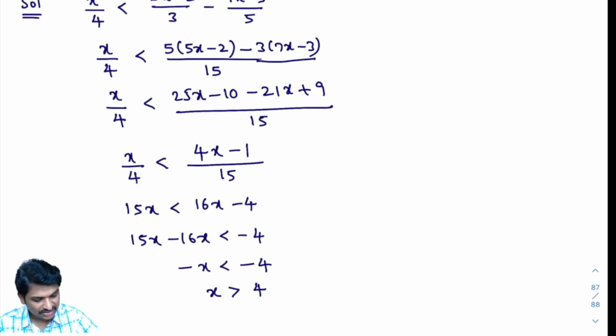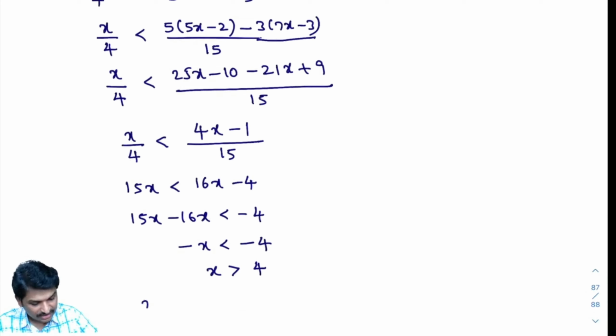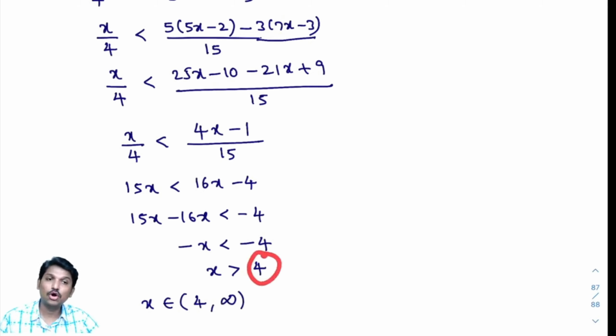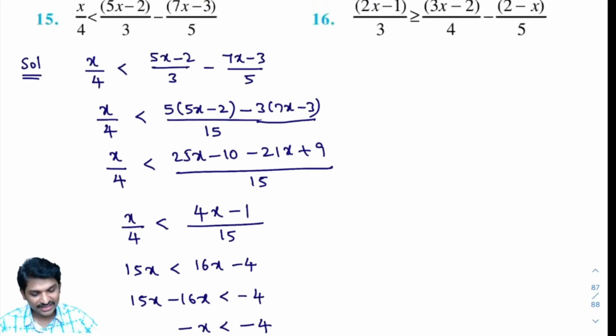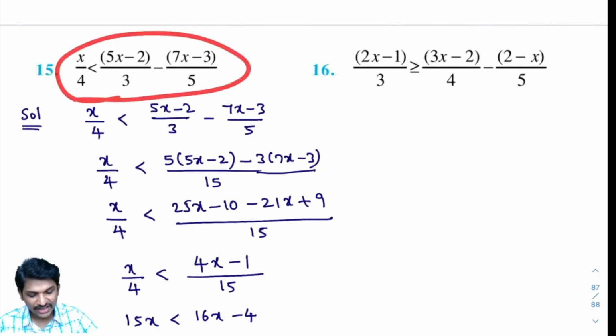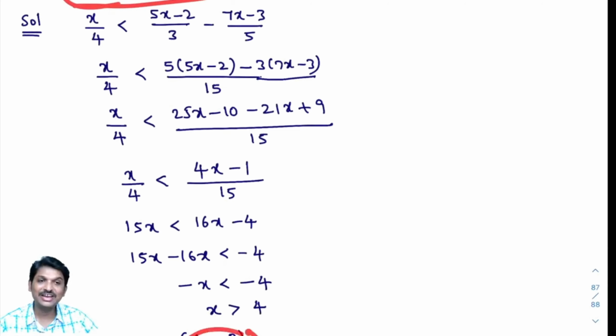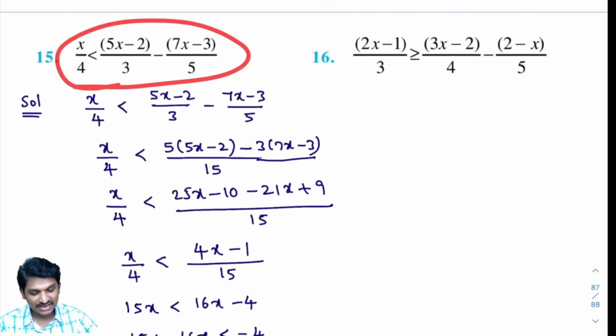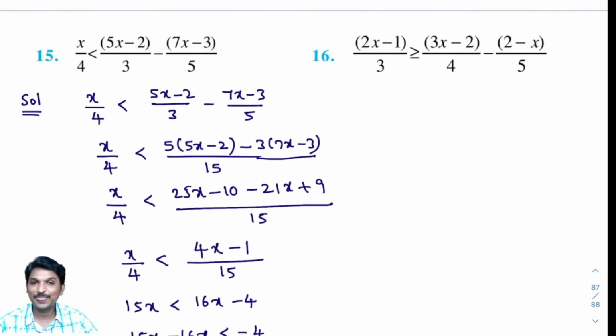So here, what is the answer for this? x belongs to x greater than 4 means on the number line, the right hand side part of 4, all numbers are greater than 4. So 4 to infinity, you take any real x value in this interval, that satisfies this inequality. Right? I hope you are all understanding.